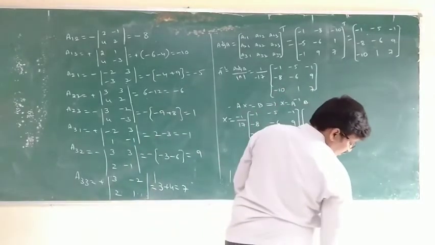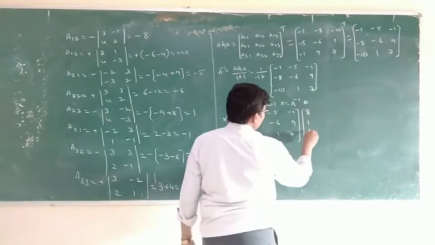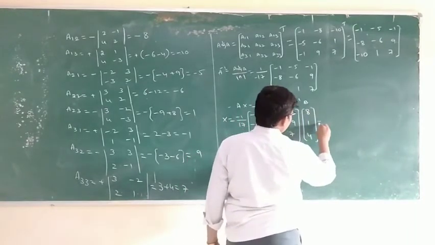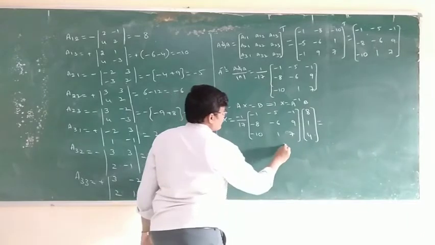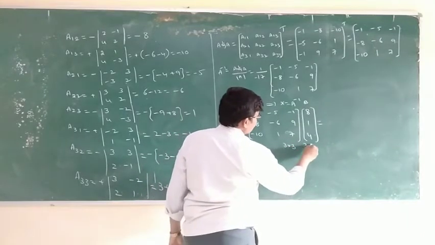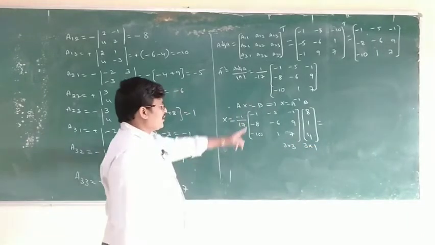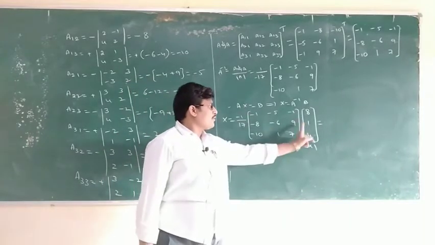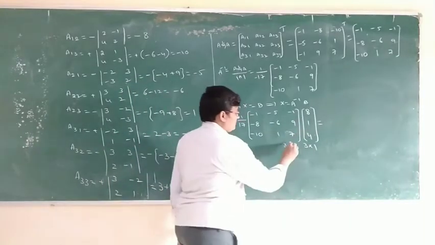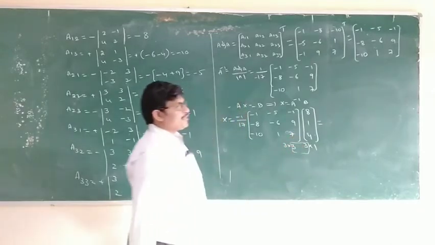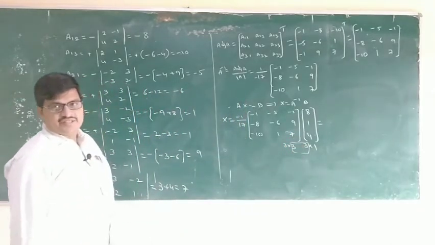B matrix. What is B matrix? 8, 1, 4. First of all, this is a 3 by 3 matrix. This is a 3 by 1 matrix. 3 rows, 3 columns, 3 rows, 1 column. So, A inverse into B exists.